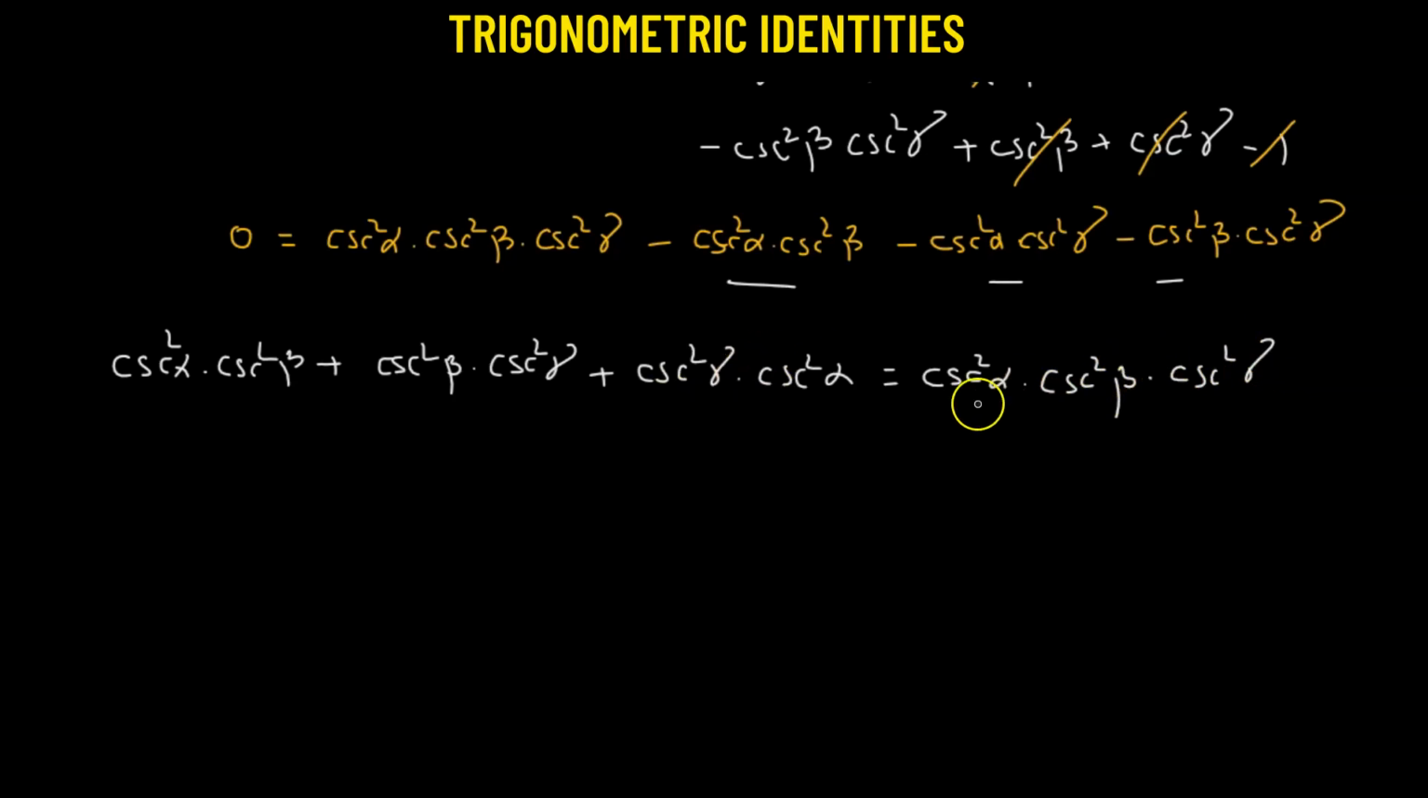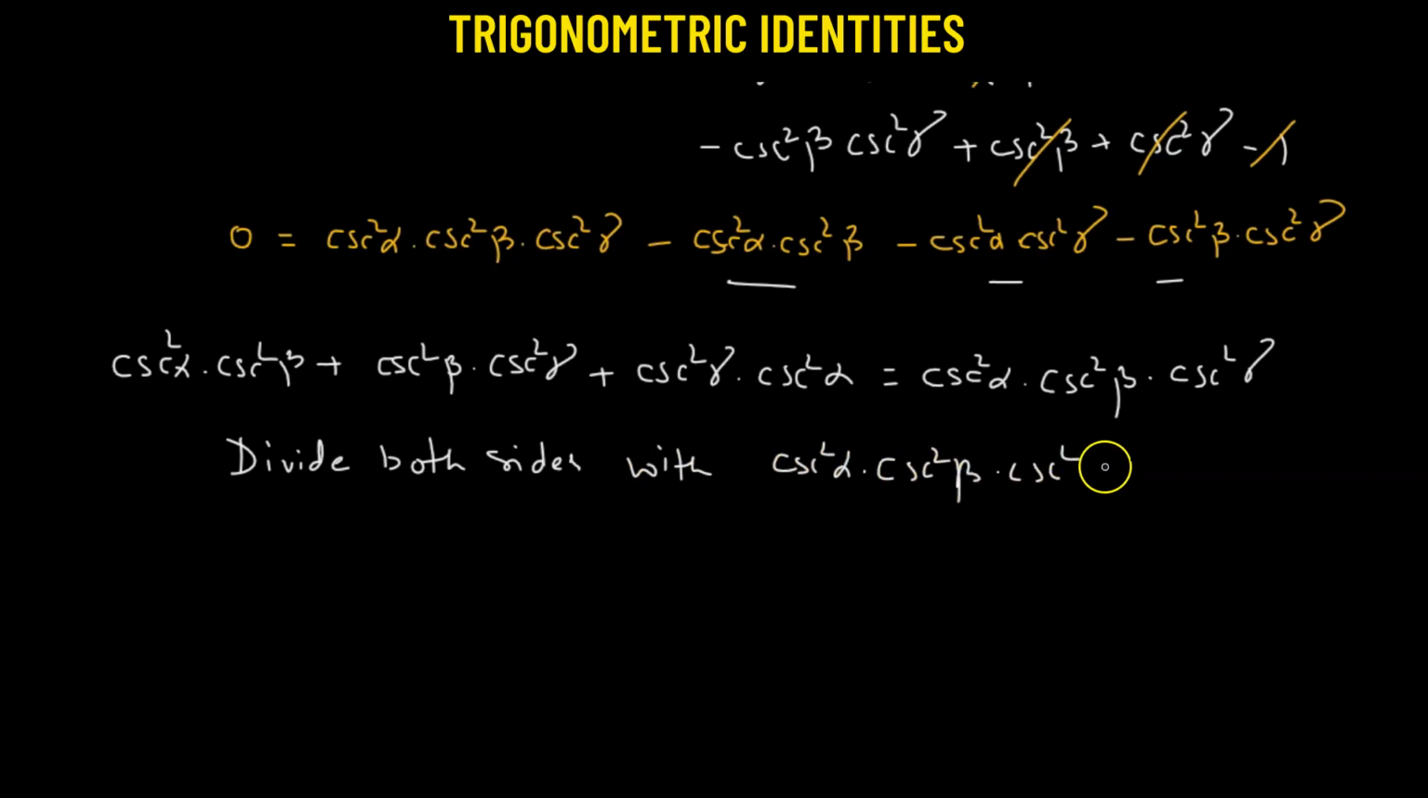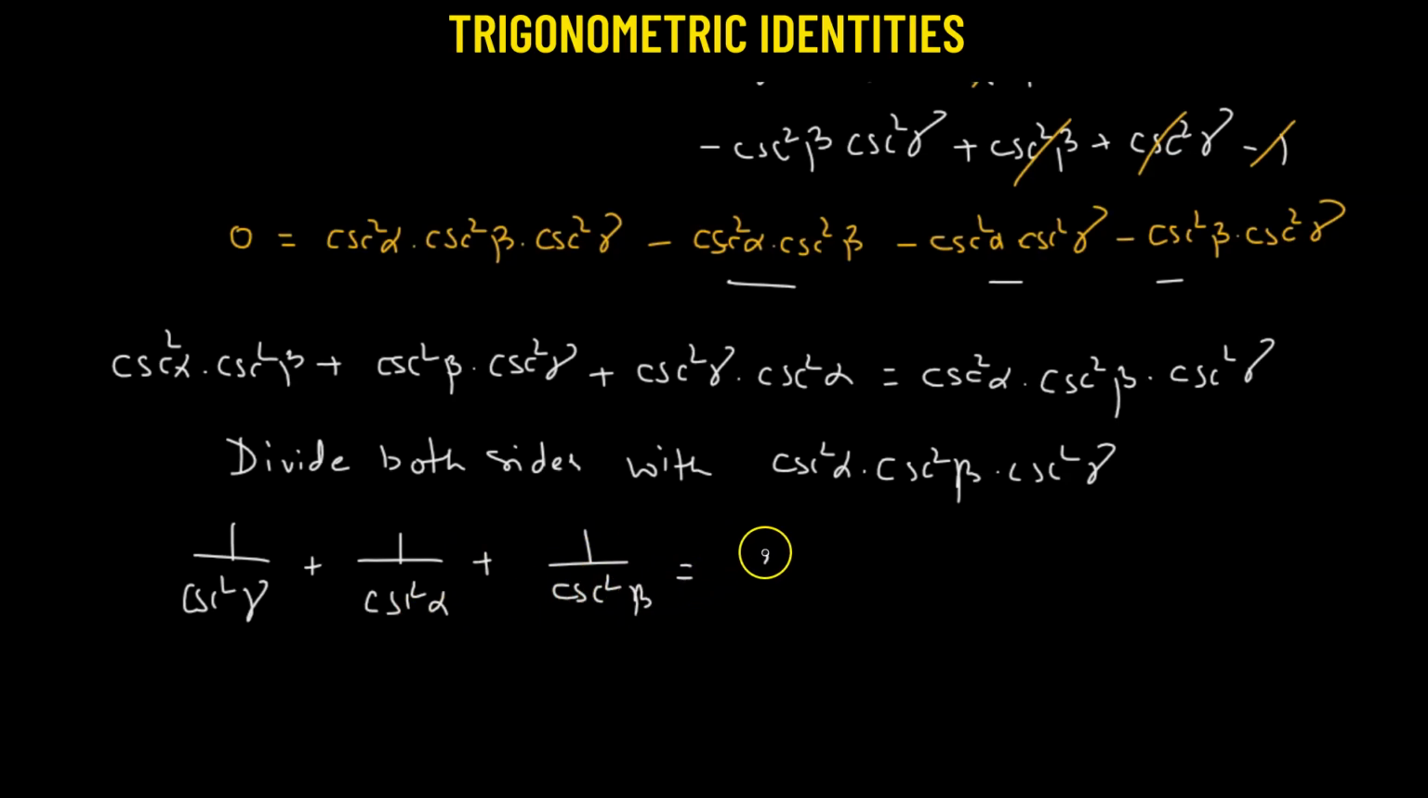Now finally we're going to divide both sides. So let's write it down. We're going to divide both sides by cosecant squared alpha times cosecant squared beta times cosecant squared gamma. So our first term will become 1 over cosecant squared gamma, the second term will become 1 over cosecant squared alpha, and the third term will become 1 over cosecant squared beta. So that will be equal to 1.